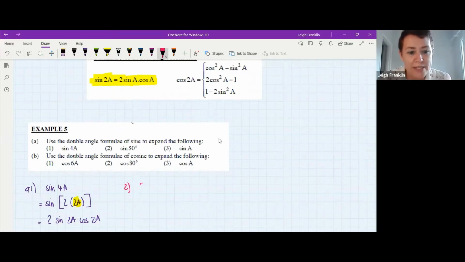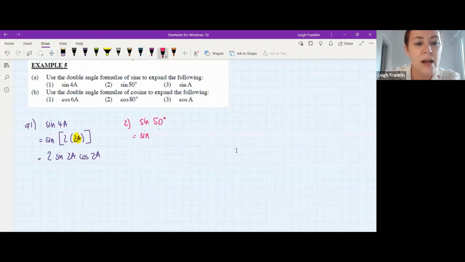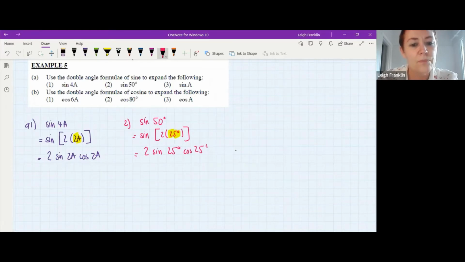Okay, number 2, sine 50. Just like we can work with A's and B's and X's and all that kind of thing, 50 is also a double, isn't it? It is double of 25. Exactly. So sine 2 times 25 degrees. Remember the angle is 25. So this is going to expand to 2 sine 25 cos 25. Does that make sense to everybody? Yes, ma'am. Okay, all right.